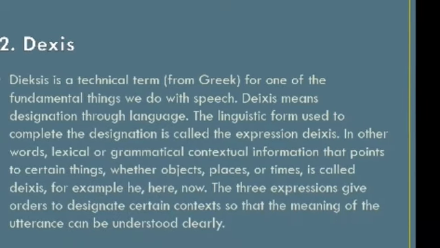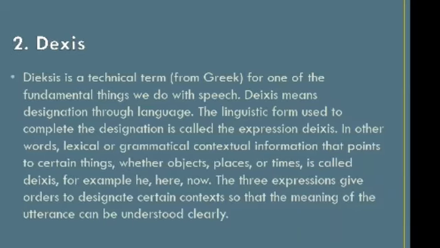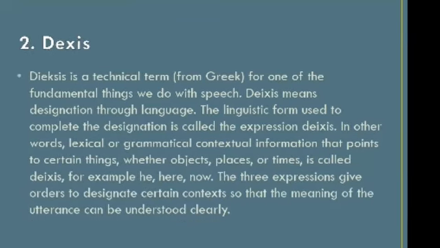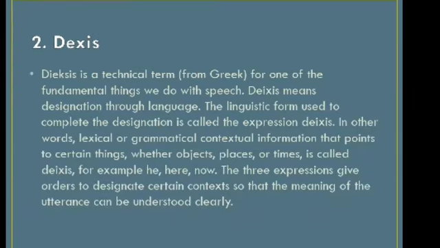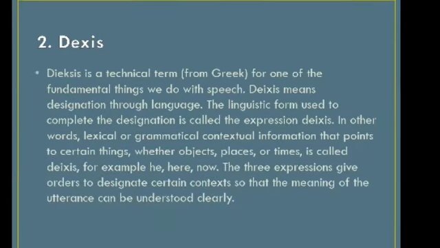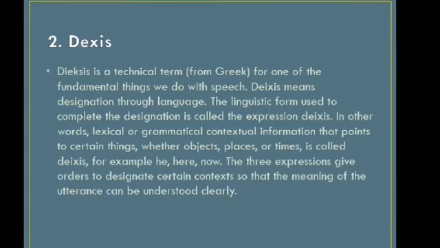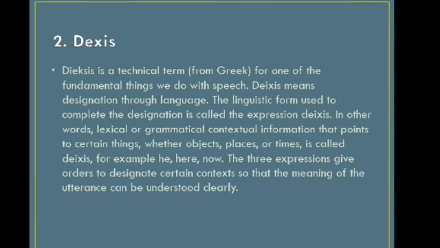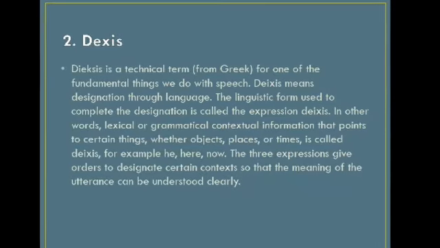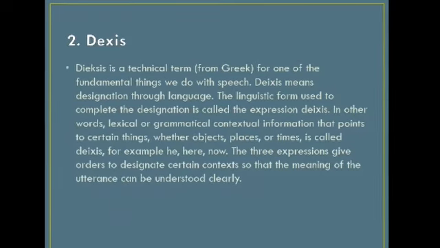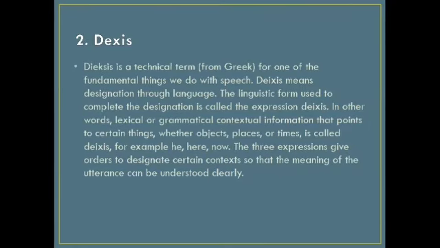Two, deixis. Deixis is a technical term for one of the fundamental things we do with speech. Deixis means designation through language. The linguistic form used to complete the designations is called the deictic expression. In other words, lexical or grammatical conceptual information that points to certain things, whether subjects, places, or times, is called deixis. For example, he, here, now. The three expressions give the sentence a certain context so that the meaning of the utterance can be understood clearly.